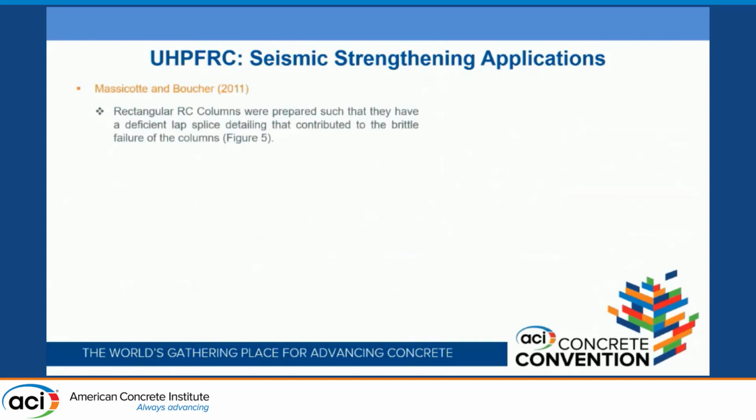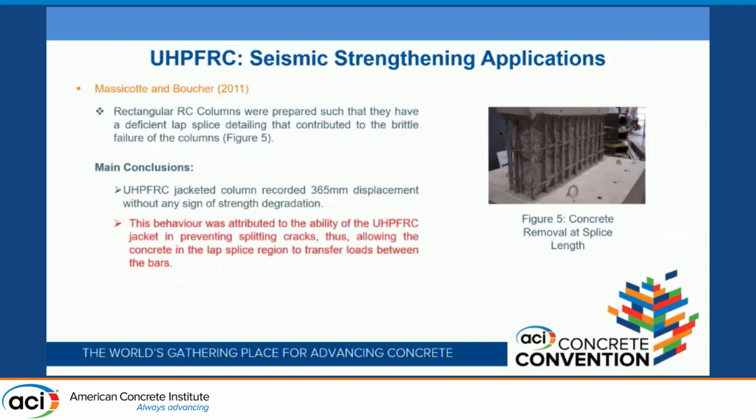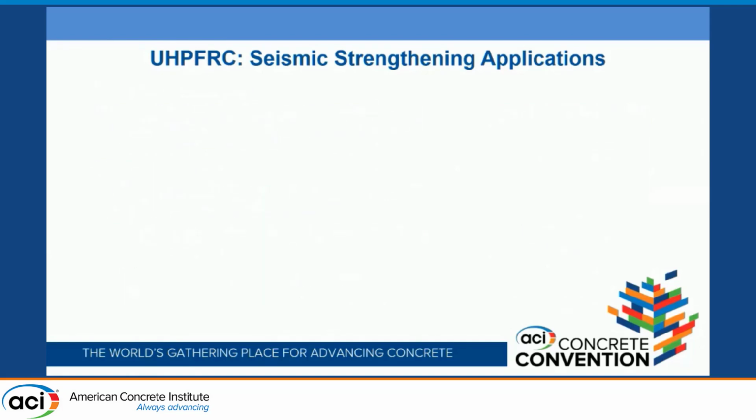Another study was done by Massicotte and Bausch in 2011, in which they prepared a reinforced concrete column that is deficient in lap splice length, which contributes to the brittle failure of the column, because the lap reinforcements won't be able to yield or to develop a stable hysteretic behavior. So they removed the initial concrete around the splice length, and they replaced it with UHP FRC, and they reported that the jacketed column was able to withstand a significant amount of displacement without any strength degradation. And this is because the UHP FRC was able to confine or to prevent the splitting cracks from occurring around the splice region, and allowing the loads to be transferred between those two bars, and thus allowing those bars to yield. And then they reported that the ductility and the lateral strength were also significantly enhanced.